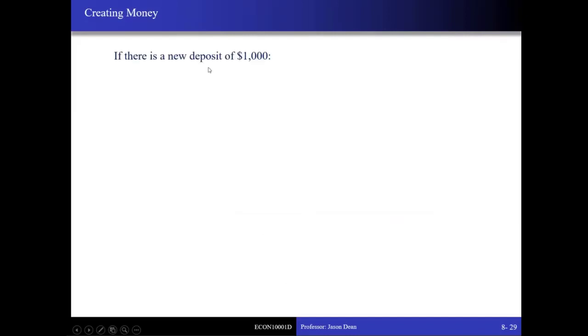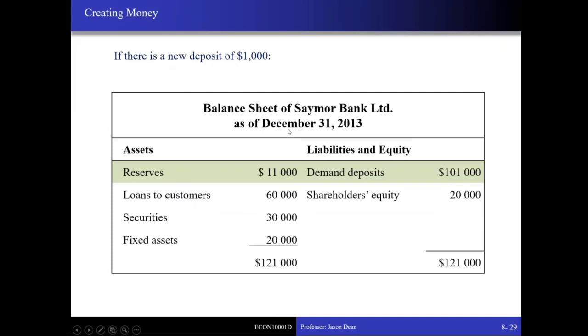So now let's suppose that there's a new deposit of $1,000 at this bank. How do we do the accounting for this? Well, on the asset side, reserves are going to increase by the $1,000. Think of a person going into the bank with a $1,000 bill. The teller's going to take it, put it in the till, and it's going to go in the vault. So that's an asset on their part. It's a $1,000 bill.